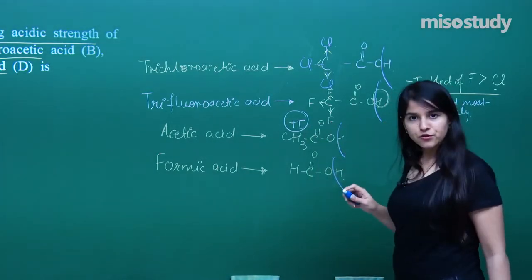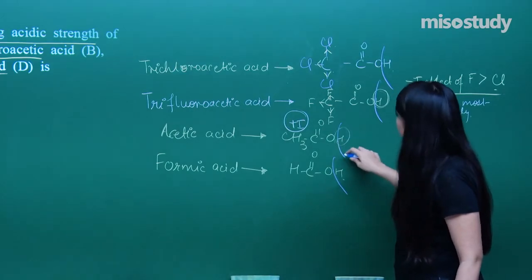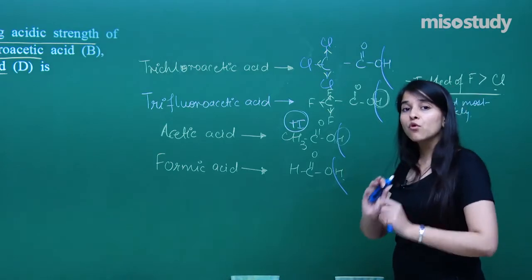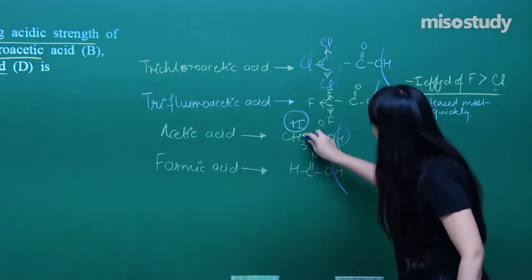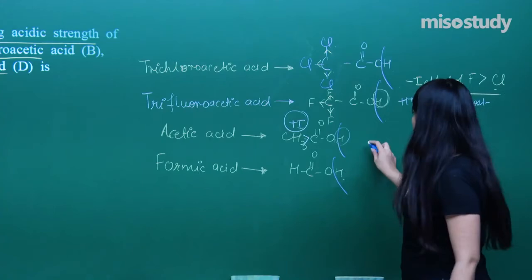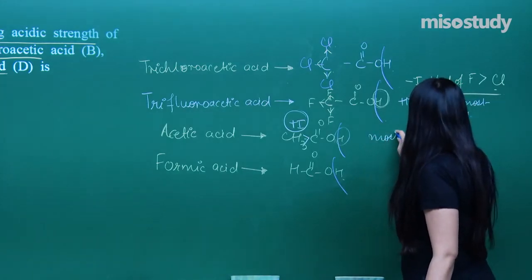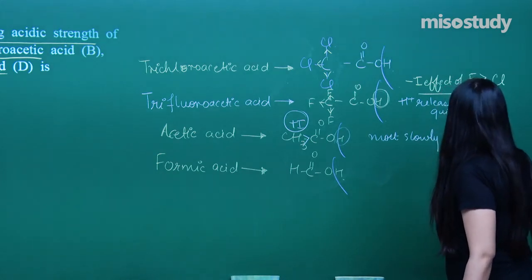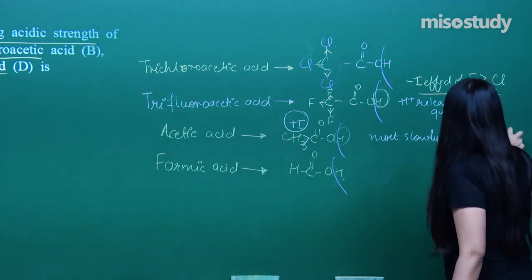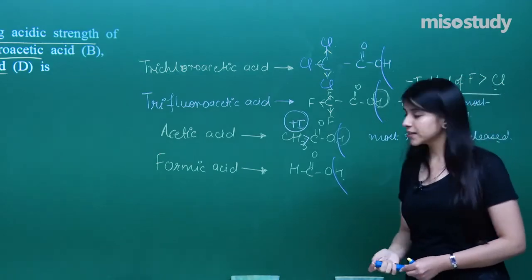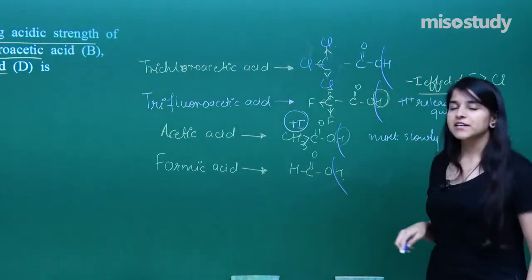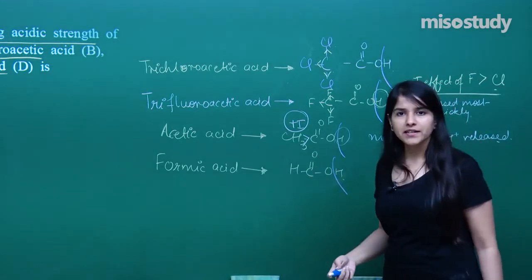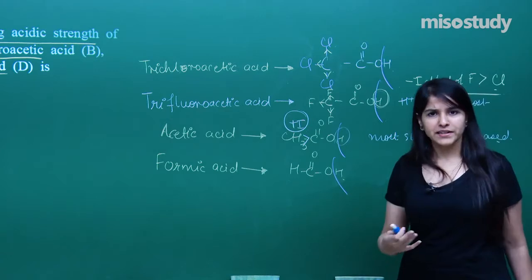This will be the least acidic structure, because here the H plus will go off most slowly, because here we have a donating group present. So most slowly H plus is released. I hope you all are getting the idea of what we are trying to do over here. Now the remaining is formic acid. Here there is no minus I or plus I group attached, so we can have this hydrogen released quickly.